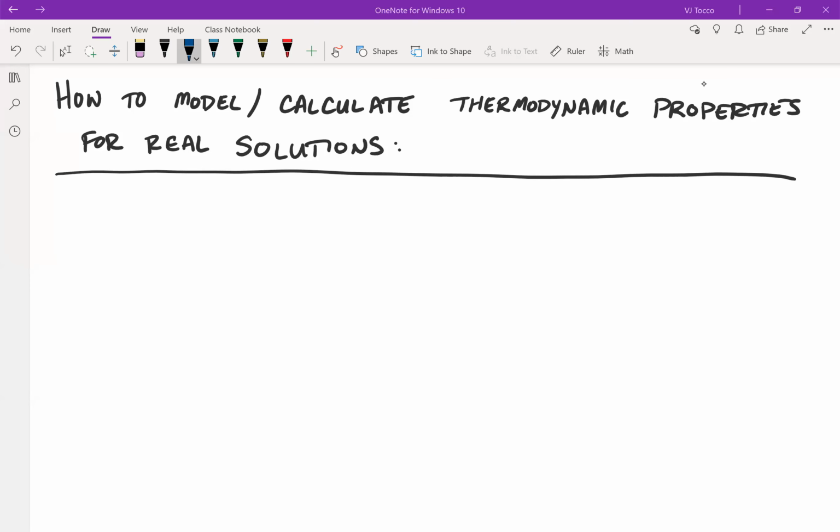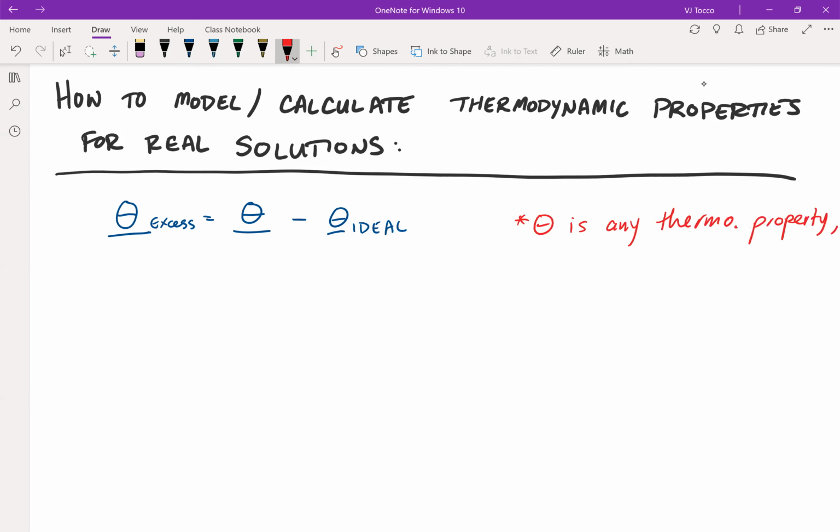In this video, I'll talk about how to model or calculate the thermodynamic properties for real solutions. What I mean by that, if you look at what we did last time, I derived this, and I'm going to use the notation of Sandler. So theta is any thermodynamic property. So theta excess is equal to theta of the real solution minus theta of the ideal solution. And make a note that theta is any thermo property.